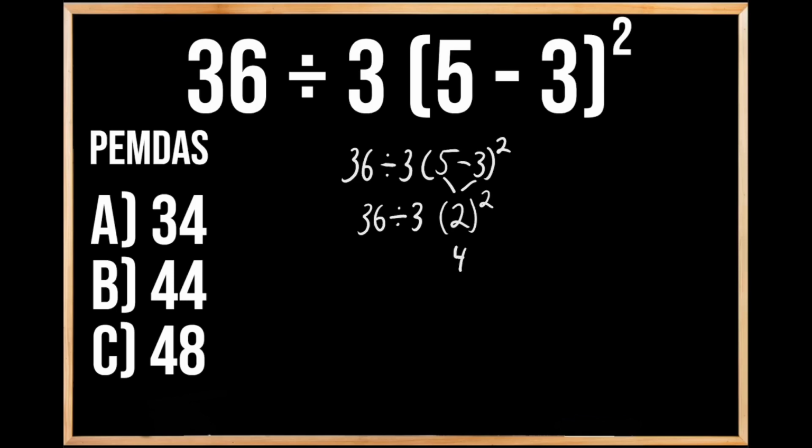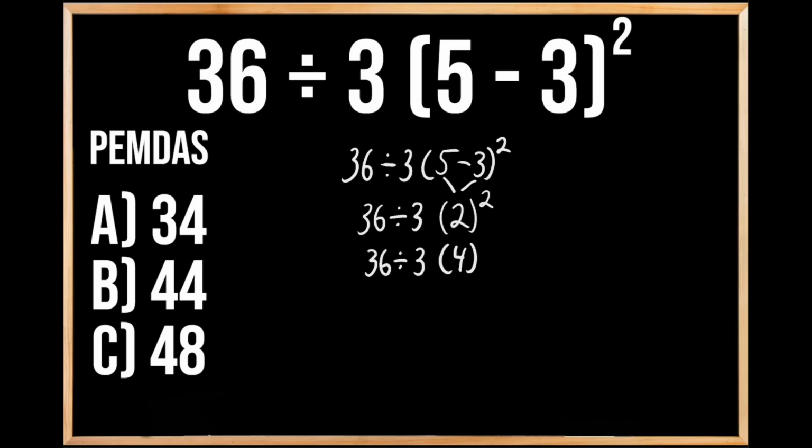So we're going to write the 4, but we're going to keep the parentheses still, and then we're going to drop down the rest of this problem. So we have 36 divided by 3. Since we don't have any more exponents, we're going to move on to our next priority of multiplying or dividing. And since we have both division and multiplication in this same problem, we're going to move from left to right because multiplying and dividing are the same priority.